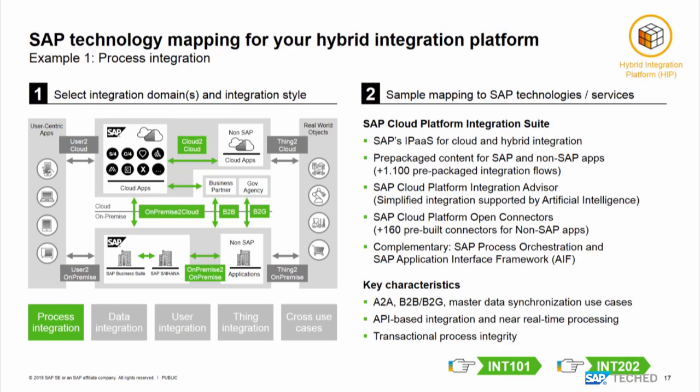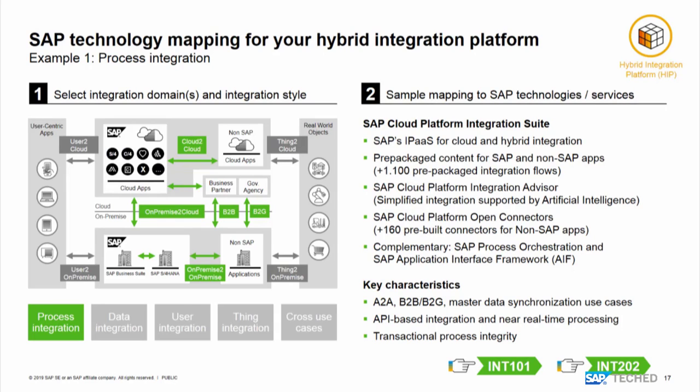So this example here is covering typical process integration in hybrid scenarios, cloud-to-cloud scenarios, B2B integration, B2G integration. For this, we have the SAP Cloud Platform Integration Suite. This is a suite of integration services, our iPaaS integration platform as a service offering, where we also have a lot of different lectures and also hands-on sessions here at TechEd.